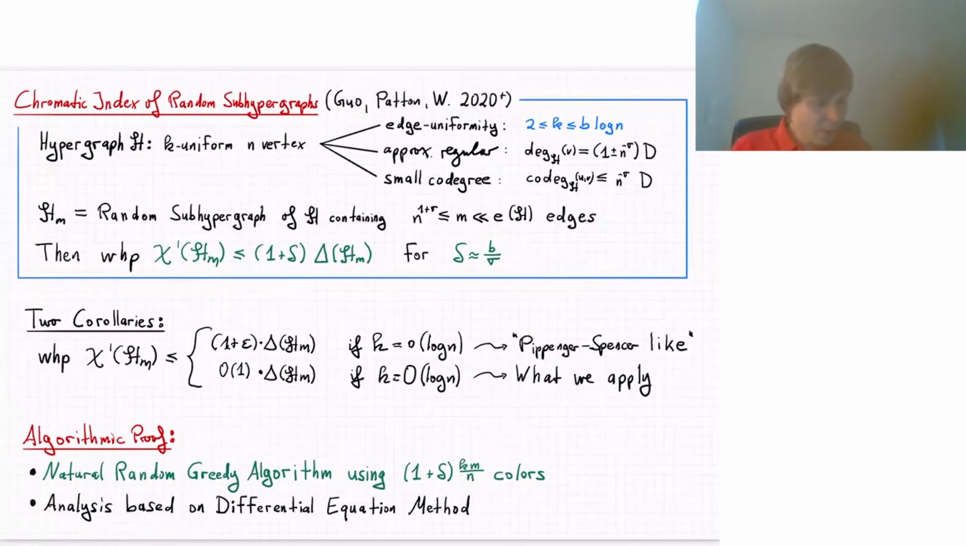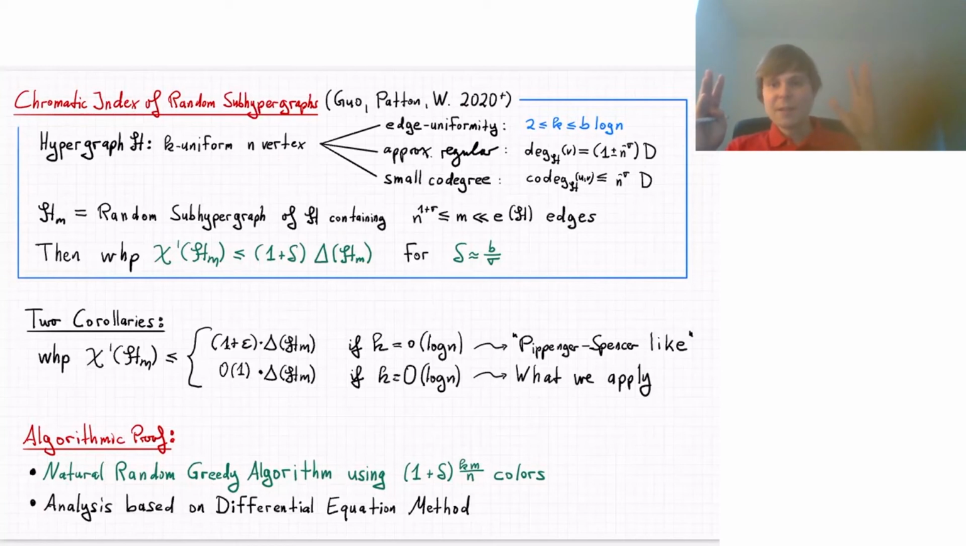So the proof of this result is algorithmic. Basically, we show that the natural random greedy algorithm using at most 1 plus delta times km over n colors works. This is really the most natural algorithm you can imagine. You just look at the edges one by one, and each time you look at an edge, you select a random color that is available for this particular edge, and then you prove that with high probability your algorithm will be successful in coloring these random edges.